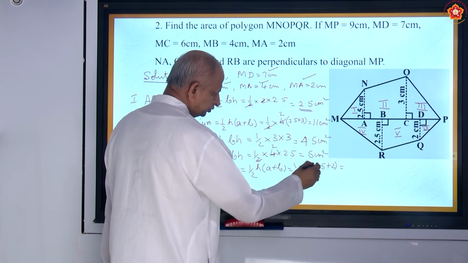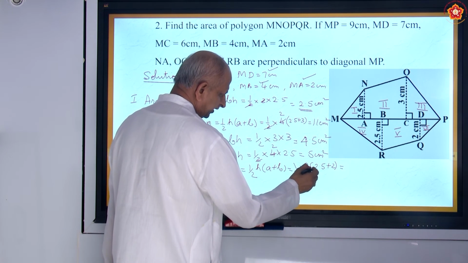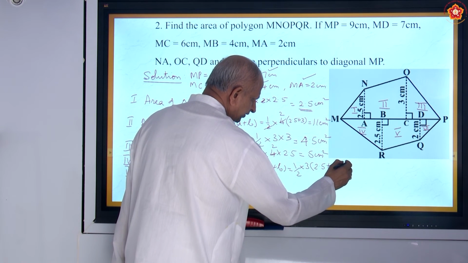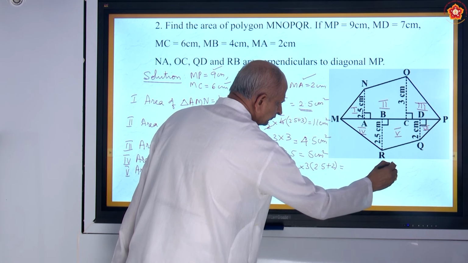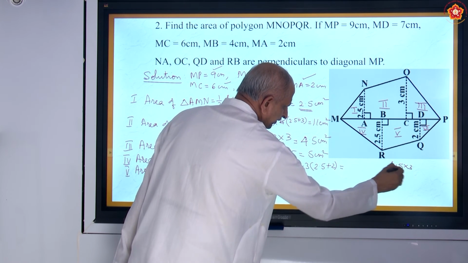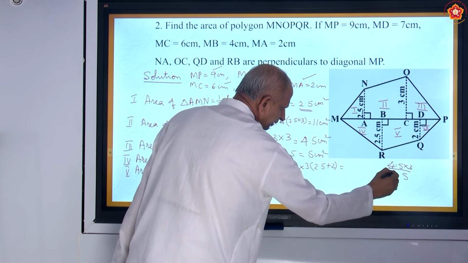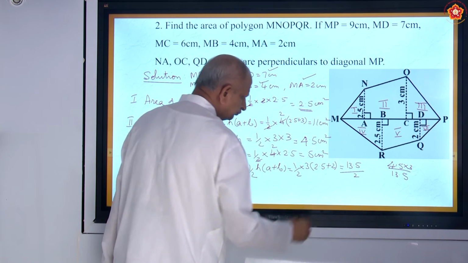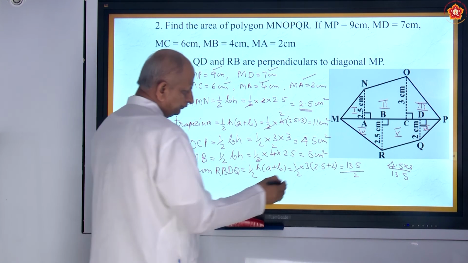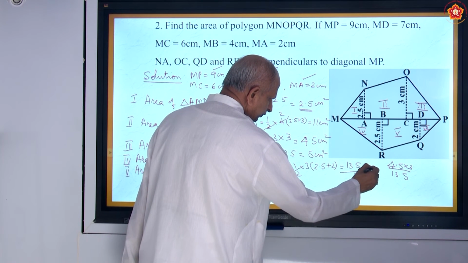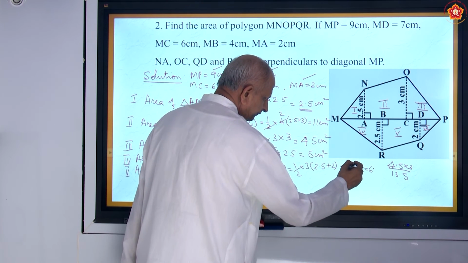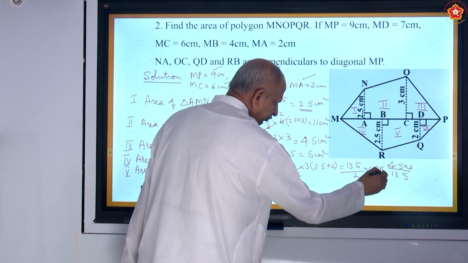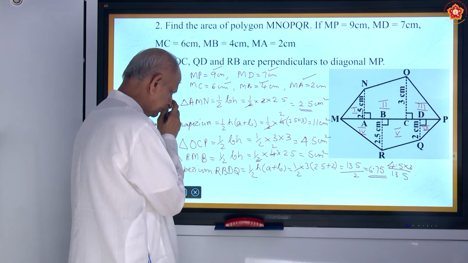That is equal to 4.5 into 3. So 4.5 into 3, 3 5s are 15, 3 4s are 12 plus 1, 13.5. So 13.5 by 2, that is 2 6s are 12, 15, 2 7s are 14, 6.75. Correct?